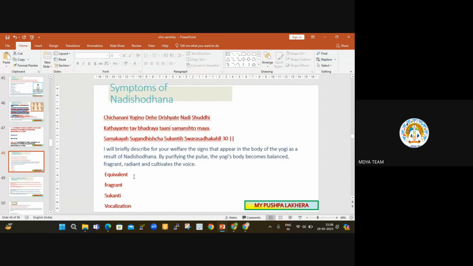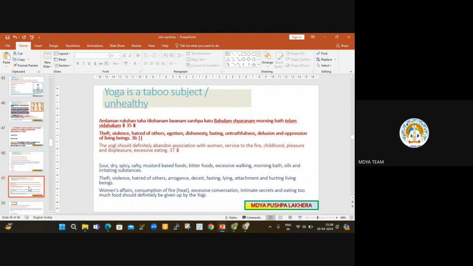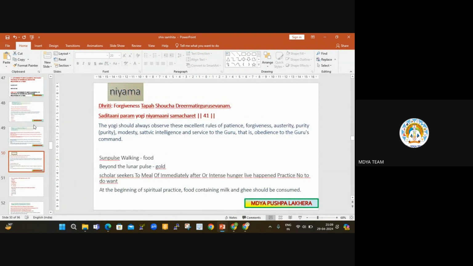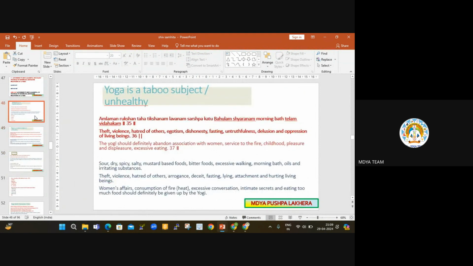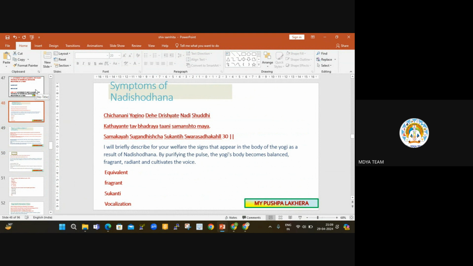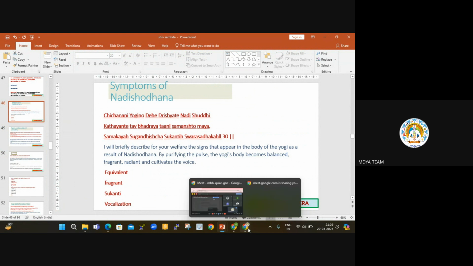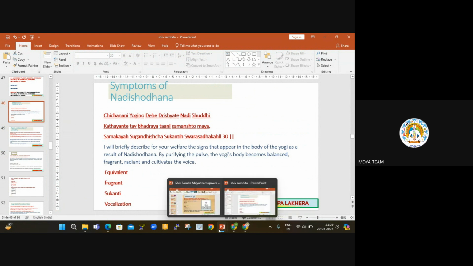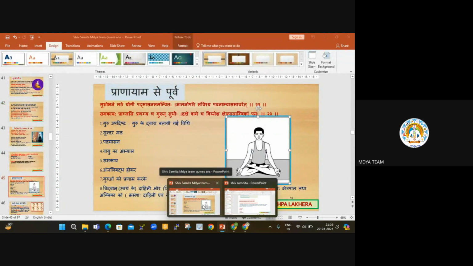Okay, then these are the symptoms of the nadisodhan pranayam. It is already time, we'll stop here. In the next class, I will complete this one. I will face too much problem seeing this slide a little bit.